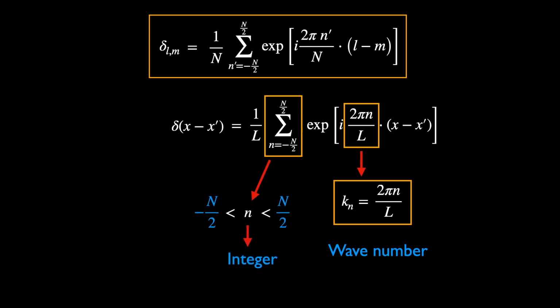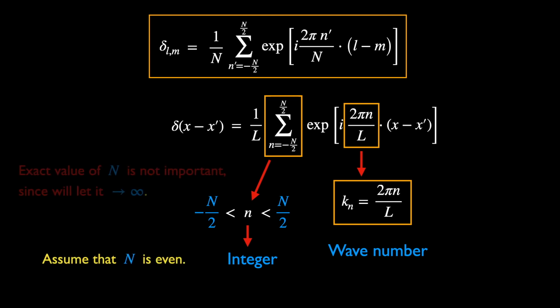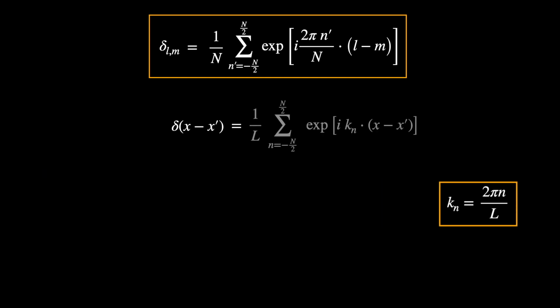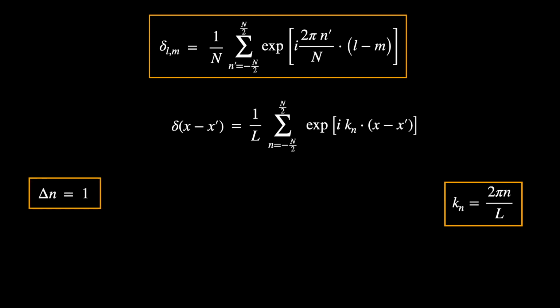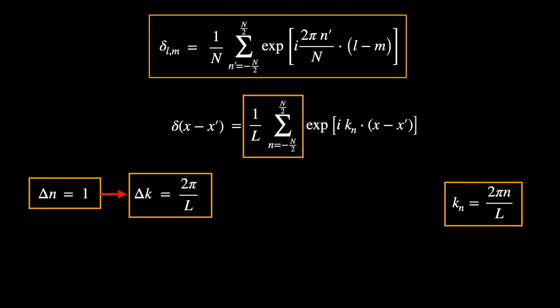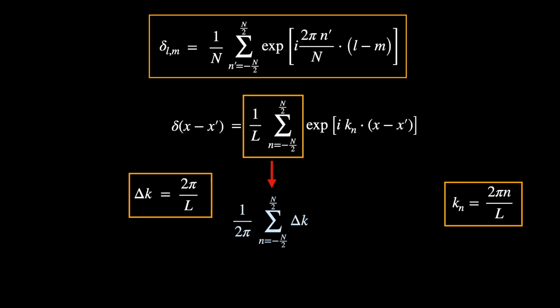It is implicitly assumed that capital N is even. Its exact value is not so important since eventually we let it go to infinity in the continuum limit. Because n is an integer, its minimum increment is 1. This implies that the corresponding increment in wave number is 2 pi over L. Using this relation, we can write the summation as, bringing in a 2 pi in the numerator and denominator to give the following, which is a sum in increments of k.